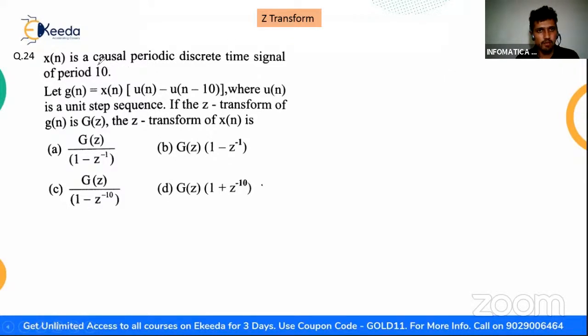Again, this is a causal periodic discrete time signal with a period. Let me tell you a little bit, you must not interpret it in a different way. This is kind of periodic. In the questions from 1 to 10 there was also one such signal, and I think in the Laplace transform there was also one signal which was periodic. It's similar to that, repetitive in nature.